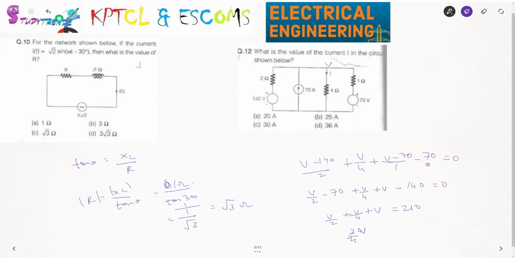Sorry, 3/4 V plus V is equal to 210. What is 3/4 plus 1? 7V by 4 is equal to 210. 7 ones are 7, 3 thirties are 30s, so V is equal to 120 volt. So what will be the current? V by 4, 120 by 4, 30 ampere. So answer option C.